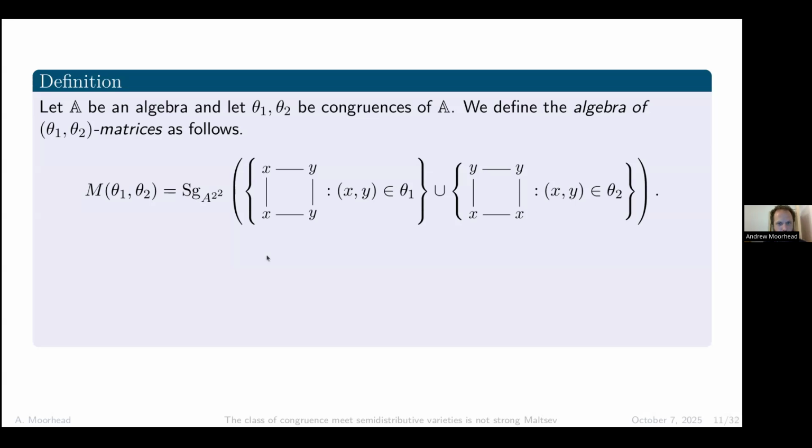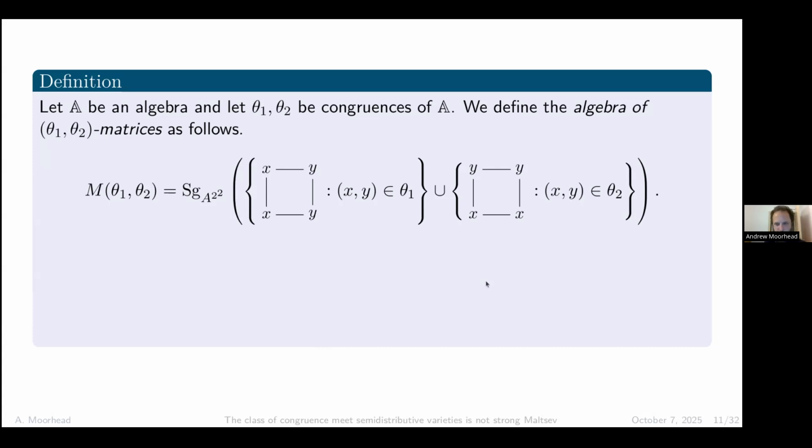So first, I'm just going to define some basic objects. Let A be an algebra. I take two congruences of the algebra, and we define the algebra of theta 1, theta 2 matrices in the following way. Well, we think of 2 squared as a square, not the ordinal 4, but as a set of pairs. And so we look at all maps from, so this is a set of indices for a relation. And now we look at those matrices which are constant on their columns, but their rows are theta 1 related, and dually constant on the rows, but the columns are theta 2 related. And we generate a subalgebra with this.